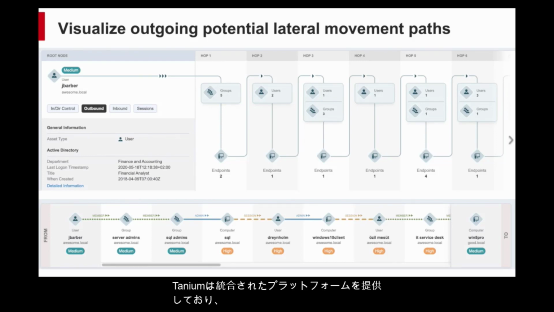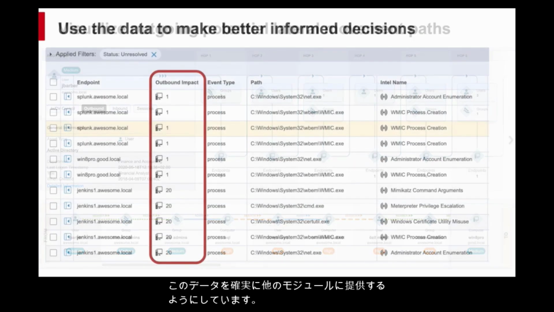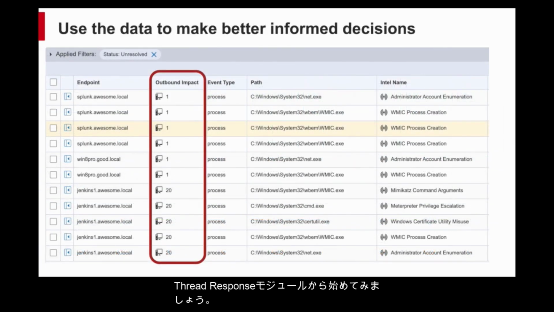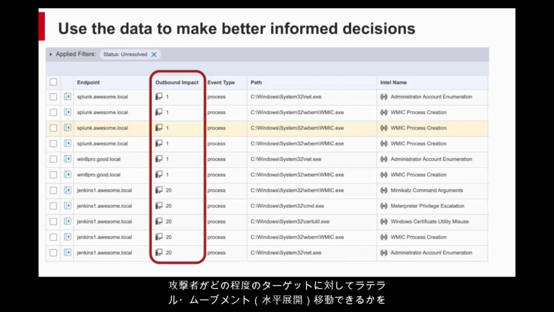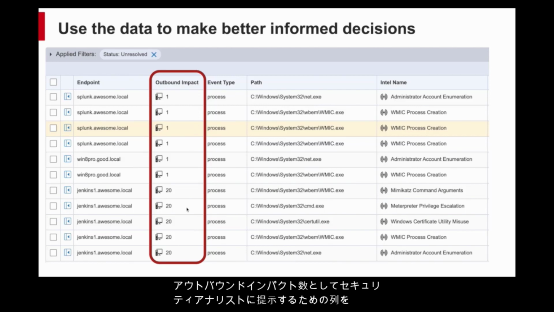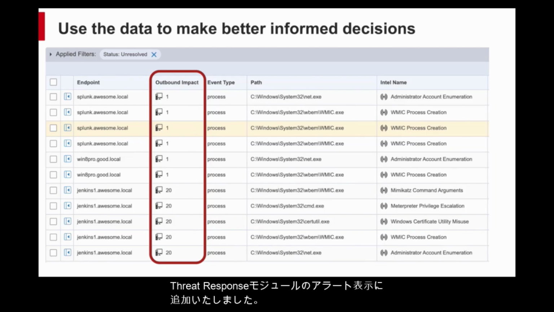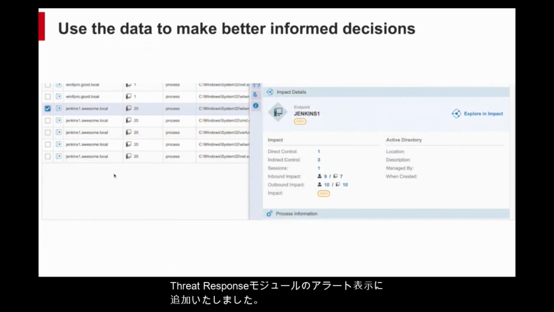Since Tanium offers an integrated platform, we make sure to provide this data to other modules. We are starting with threat response. Customers are often flooded with alerts and don't really know where to start. Now with Impact, we added the column Outbound Impact, showing the security analysts how far an attacker could move laterally if the specific endpoint really is compromised. Now with this additional context, our customers can make better informed decisions which alerts to focus on first.